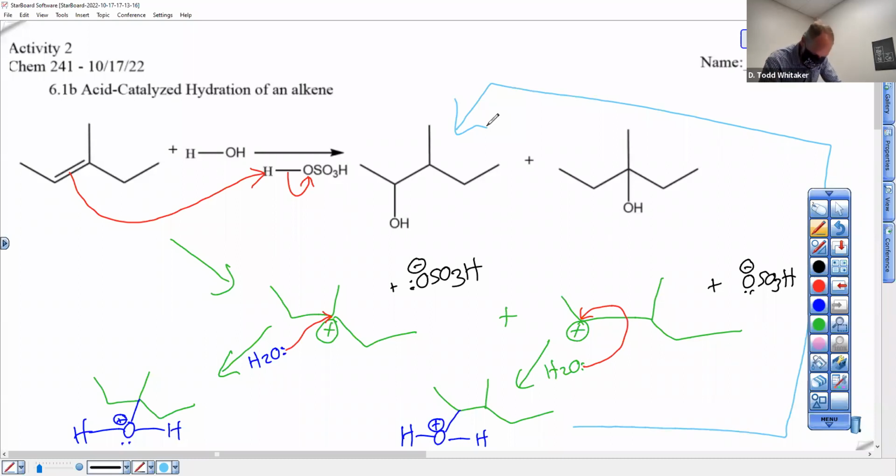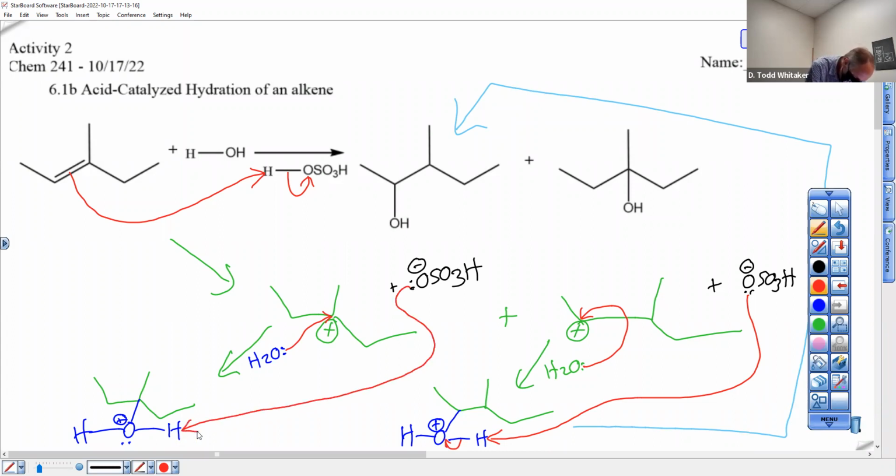The lone pair on the sulfate. Exactly. Nicely said. Grabs the H. Lone pair on oxygen from the old sigma bond. Same story here. Grab the H. Lone pair on the oxygen from the former sigma bond. And an arrow to get to the second product.